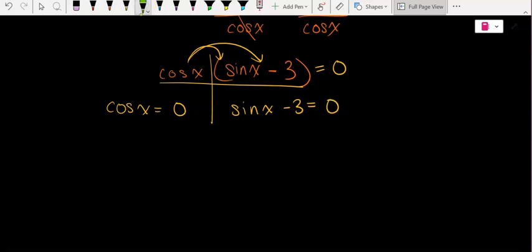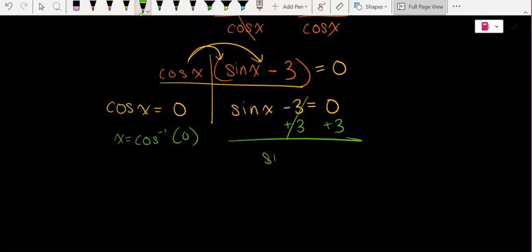So when I go ahead and solve these, I'm looking for when does cosine equal 0. And then over here, I'm going to go ahead and add 3 to both sides. And so then here, I've got sine x equals 3. And so then I'm going to go, okay, so I've got x equals sine inverse of 3.